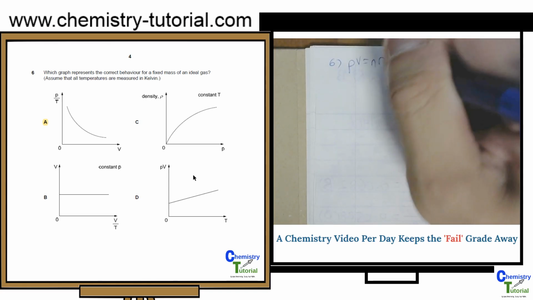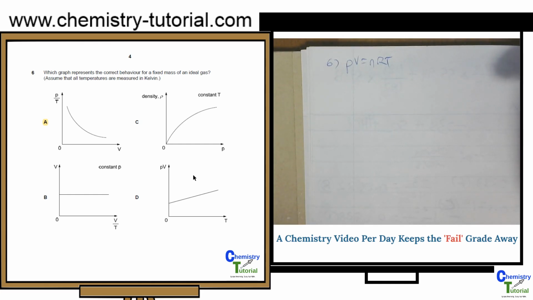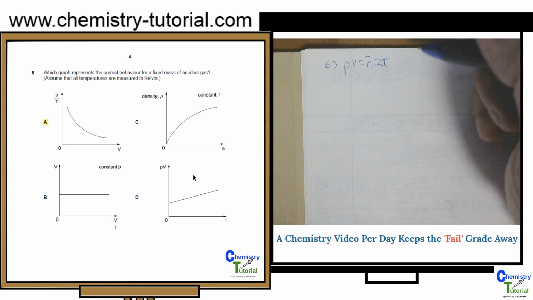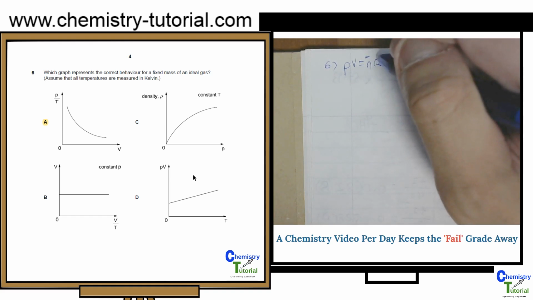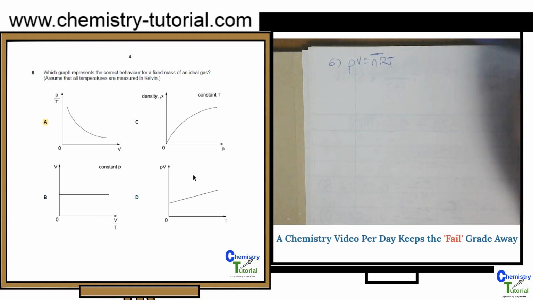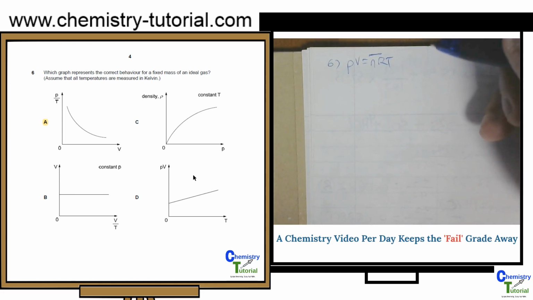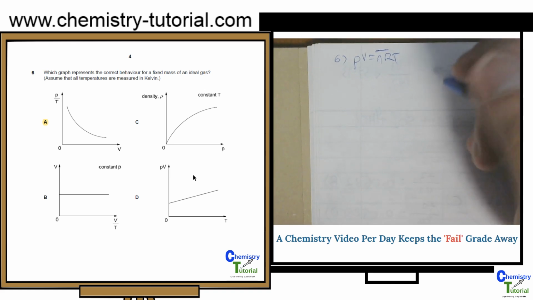So PV equals nRT. Now, if I tell you that we have a fixed mass, that means your n, the number of moles, is fixed. The molar gas constant R is a constant, so this is also fixed. Technically, what we have is PV equals kT, where k is your nR. So let's look at option A first.